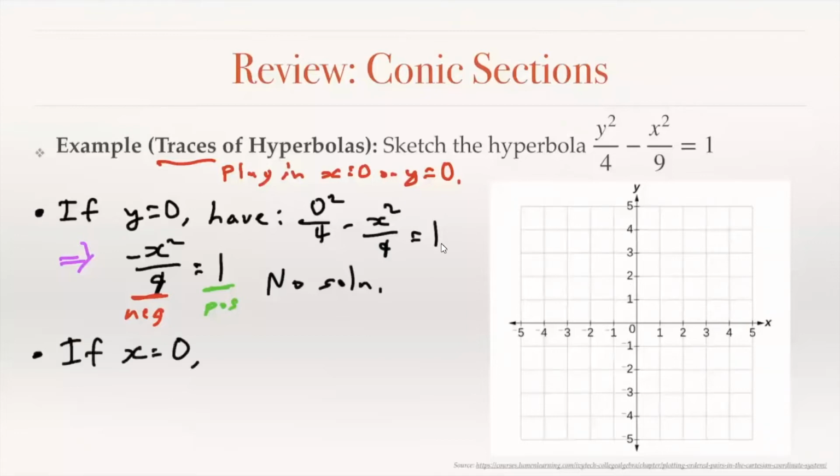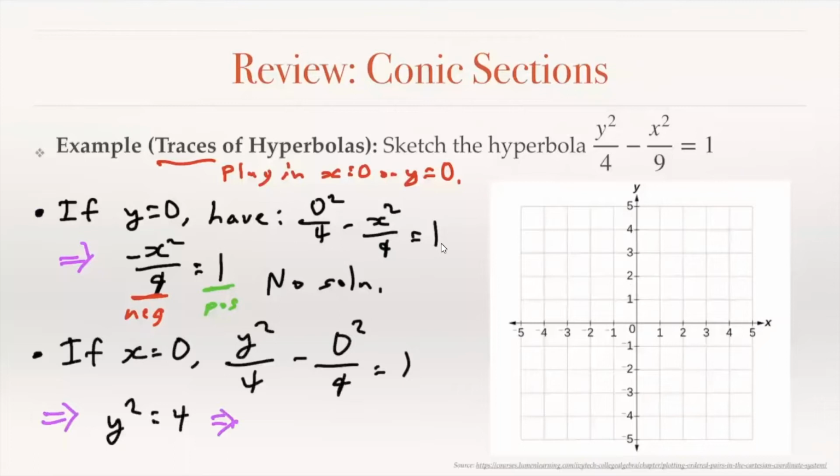So if x equals 0, then we have y squared over 4 minus 0 squared over 9 is 1, which means that y squared is 4, which means that y is plus or minus 2. Again, when we take the square root, it's plus or minus, recall. Okay, so plus or minus 2 is the y-intercept when x equals 0. And from the first part, we already figured out that it must be facing up and down.